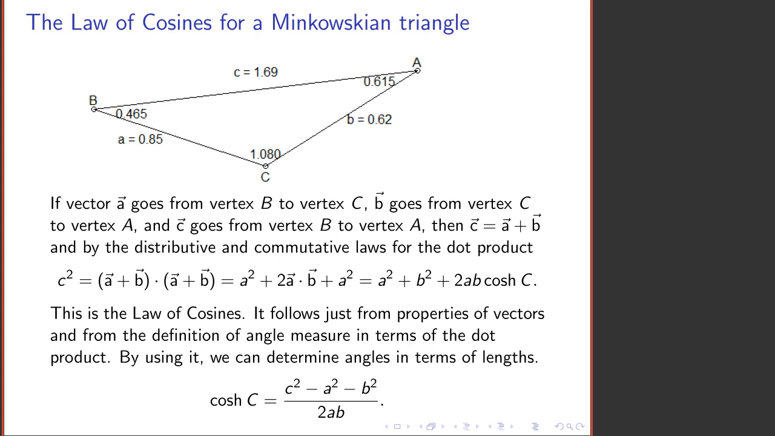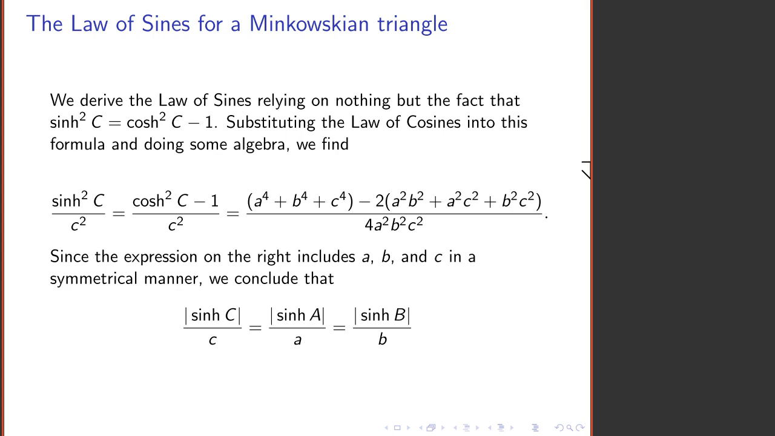Now, how are we going to get the law of sines? Same way we did it in Euclidean geometry. I'll exploit the fact that sinh squared C is equal to cosh squared C minus 1, and on the previous slide is a messy expression for cosh squared C in terms of A, B, and C. If I write it all out, I discover that the formula for sinh squared big C over little c in terms of the side lengths of the triangle involves A, B, and C in a thoroughly symmetric way.